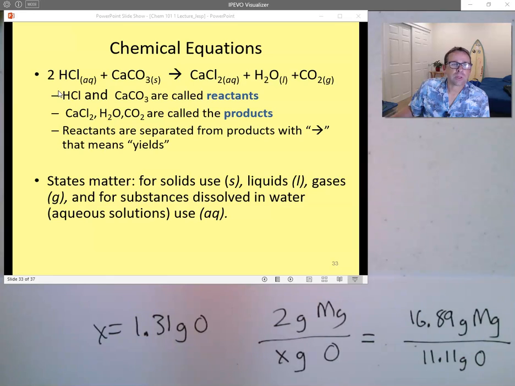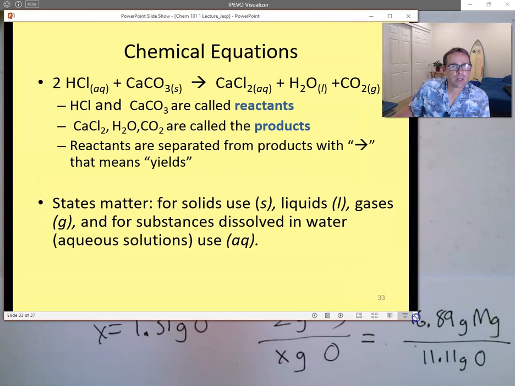Okay, now we're going to look deeper at chemical equations. We've already kind of used chemical equations a lot as examples, and we're going to look deeper at these equations. Here's an example of an equation here. It's a full equation, right? We have two HCl's reacting with one. See, there's no coefficient there, but when there's no coefficient, we always remember that it's actually a what?